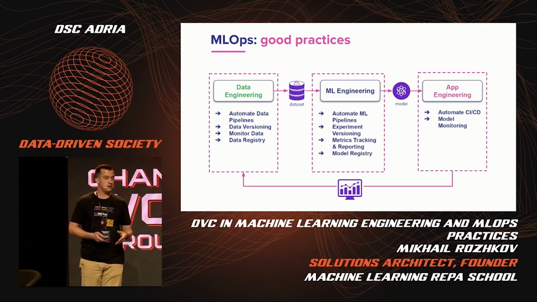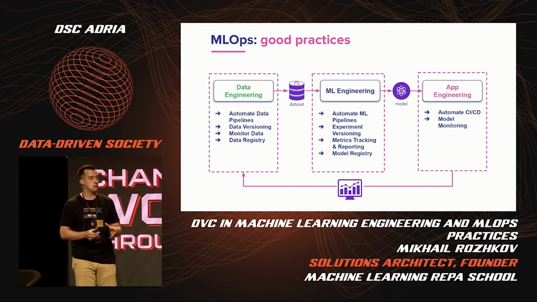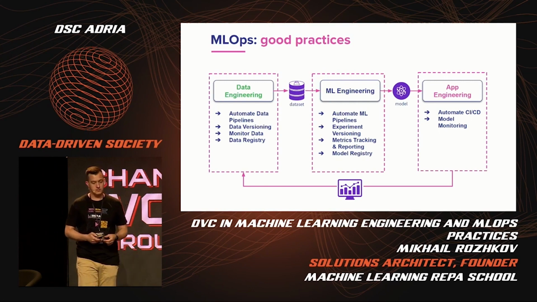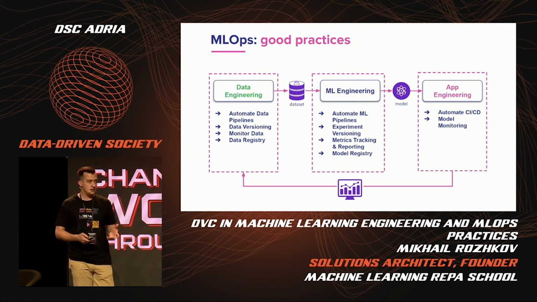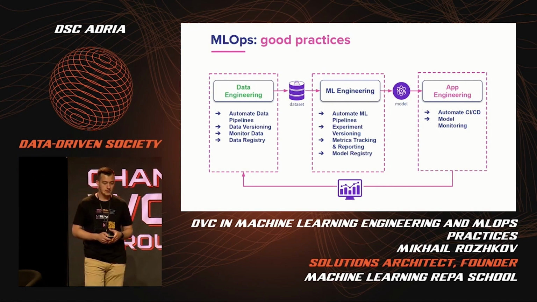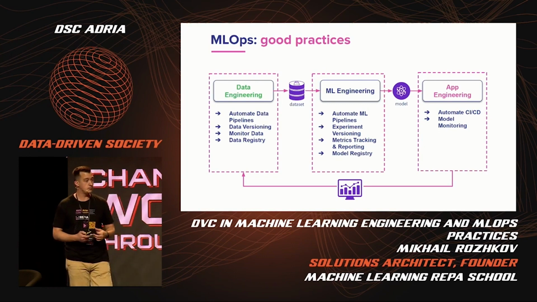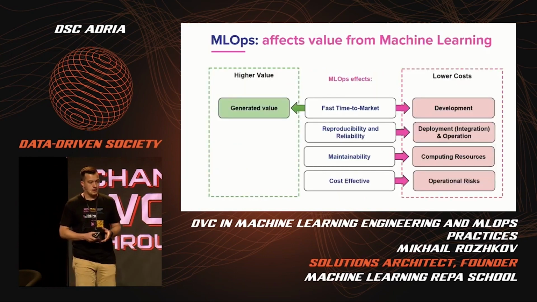So for machine learning engineering, of course, it's everything about automation. We just automate our pipeline and then run it, and use model registries. And for app engineering and deployment, of course, it's CI/CD. The whole deployment process should be automated, including monitoring. So how does this affect the business?